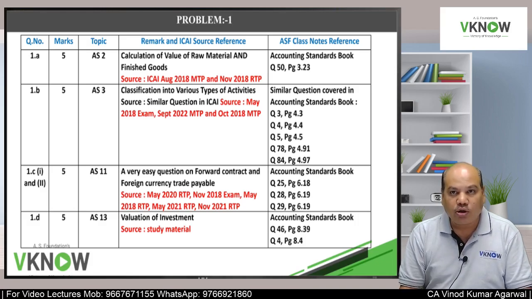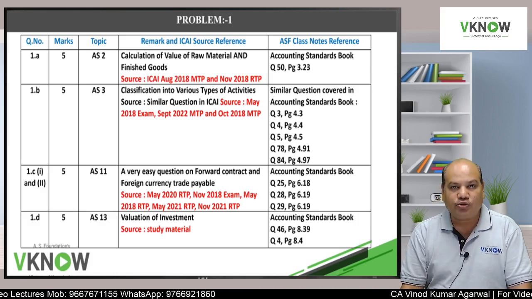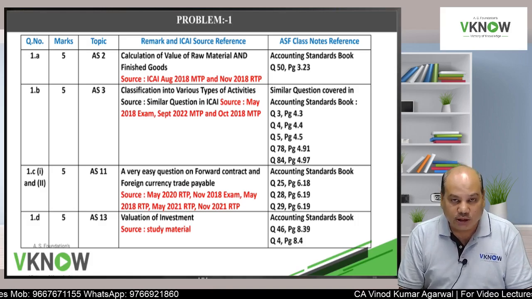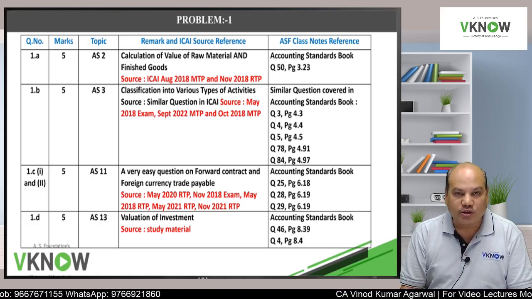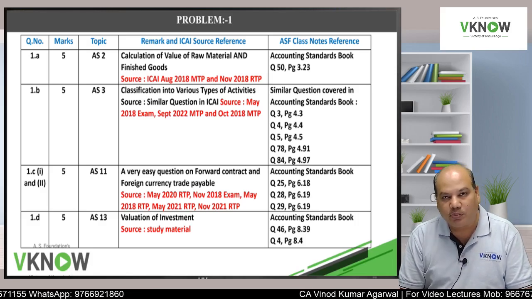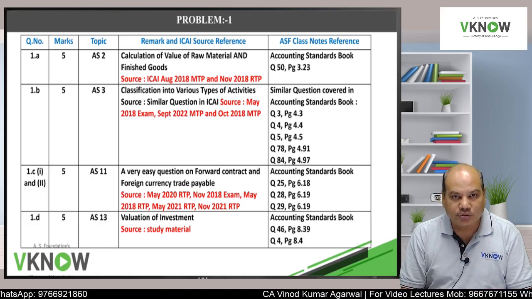So I will tell you all questions were covered in our ASF class notes, and the student can easily score 70 to 80 marks without any effort. Only you have to concentrate on the books that we have provided to you and you will be able to solve all questions. So there were total 6 questions.